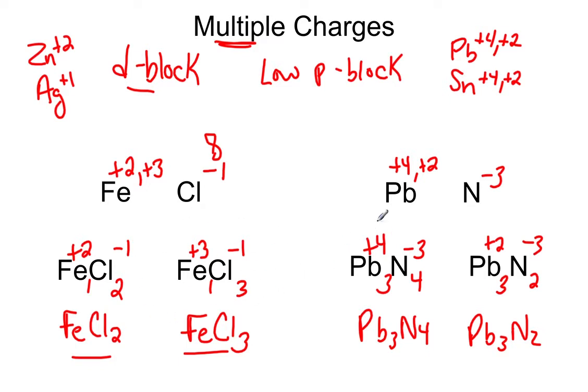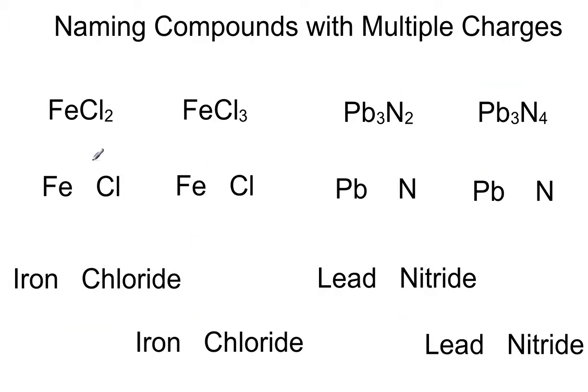So if I was talking about these elements, then I would have a problem because this is iron chloride and this is iron chloride. Well, which one am I talking about? This is lead nitride. This is lead nitride. Which one am I talking about? So we need another little detail to figure out which compound is which. So we're going to talk about how to use Roman numerals in a minute. Here's iron hooked up with chlorine. Here's iron hooked up with chlorine. So again, if I just say iron chloride, I don't know which is which. So what I'm going to do is use Roman numerals.